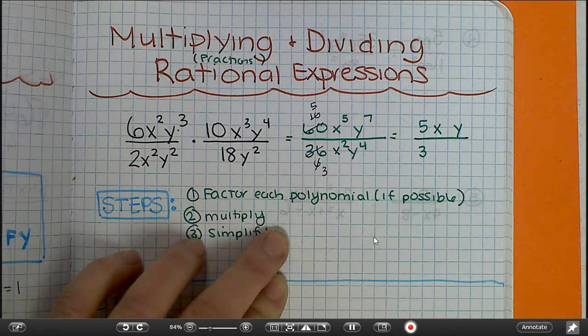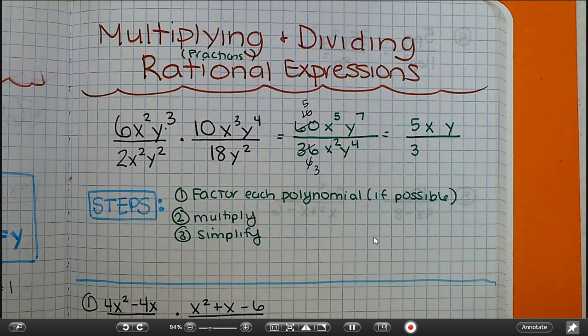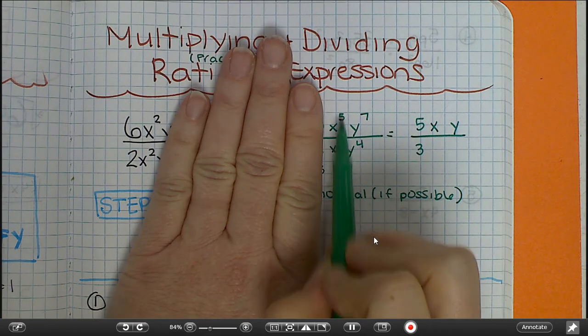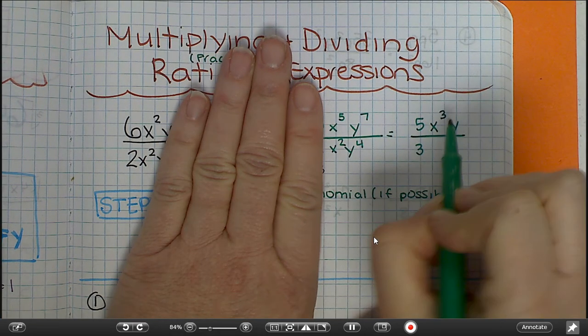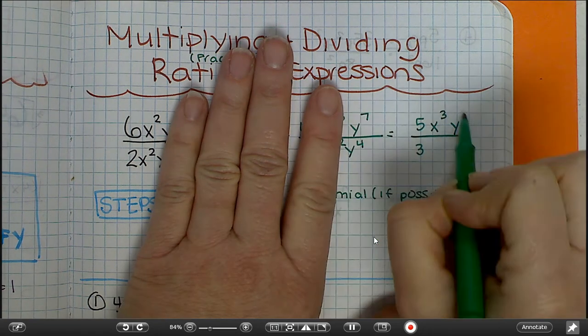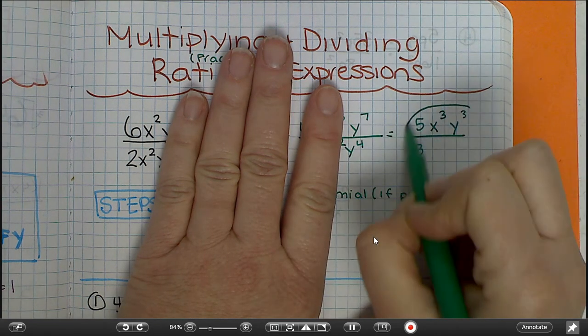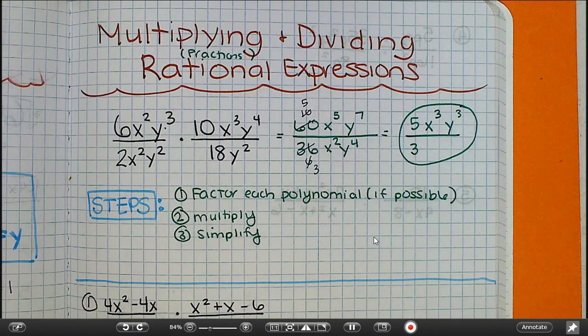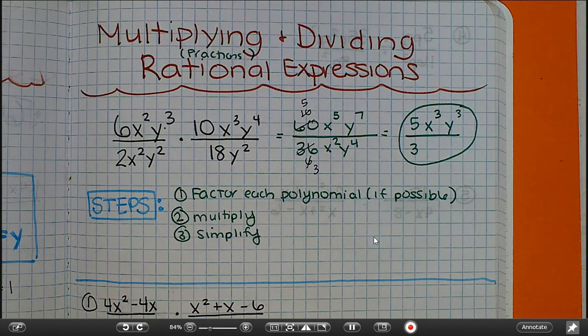I write everything on the top, and then if it has a negative exponent, I move it later. When we're dividing, we subtract. So we have 5 minus 2, which is 3, and 7 minus 4, which is also 3. So this is the answer. Of course, you could also write this as 5/3 x cubed y cubed. So that's when it has monomials.